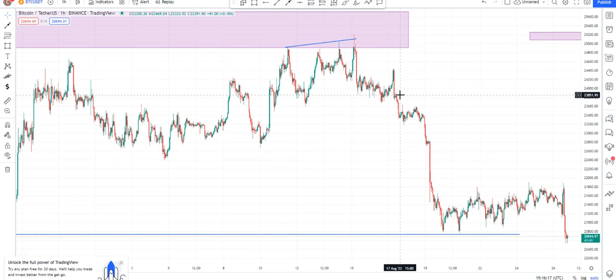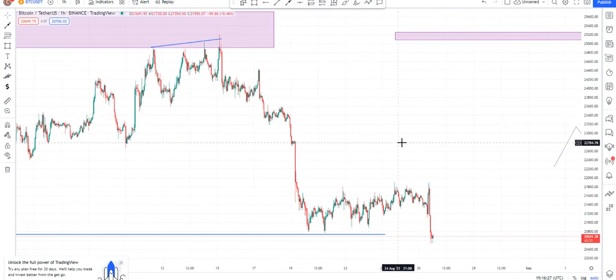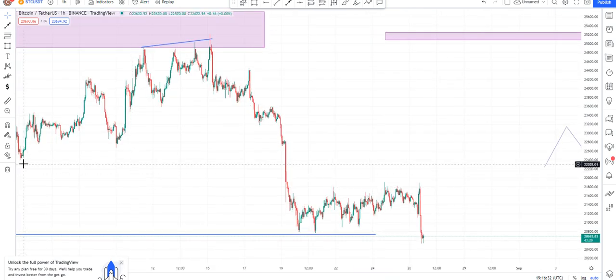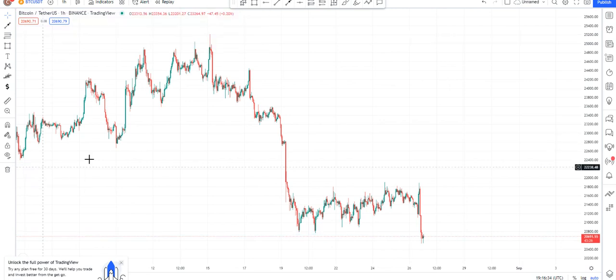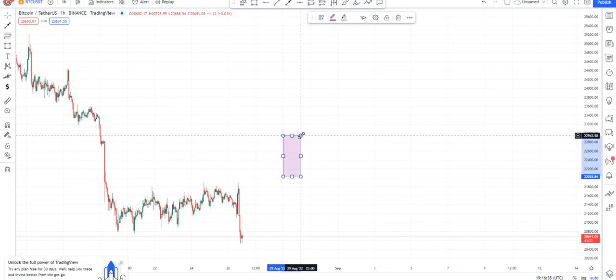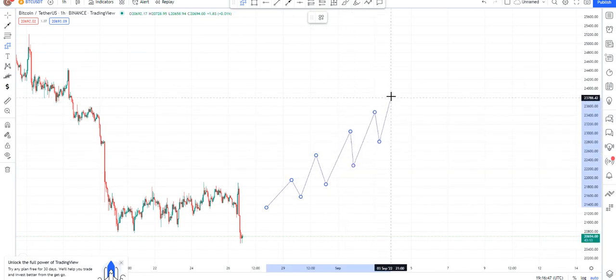So let's look for a breaker block. Let me just give you the concept first. Let me give you the concept of a breaker block before we move on. So let's say we have a trend, just like this.